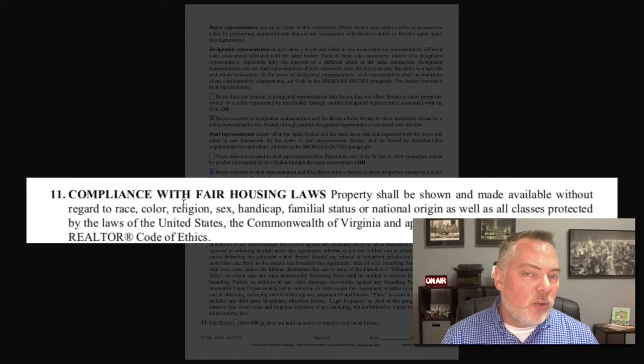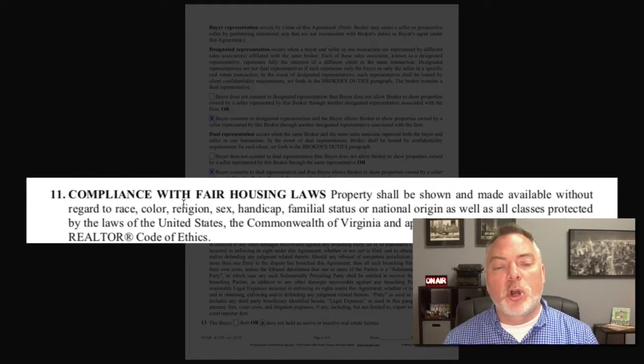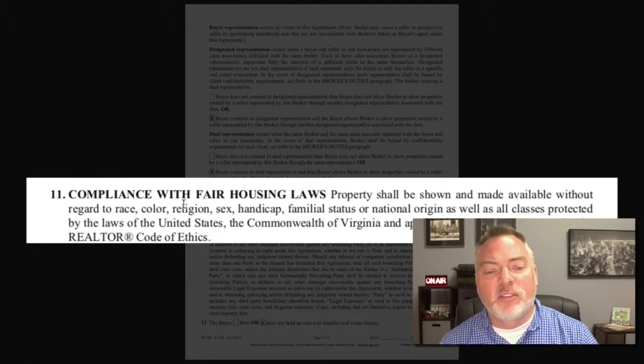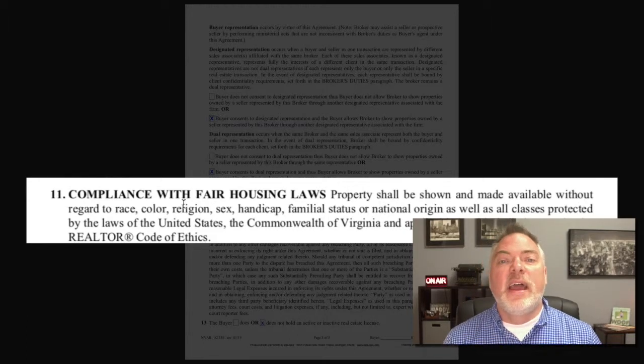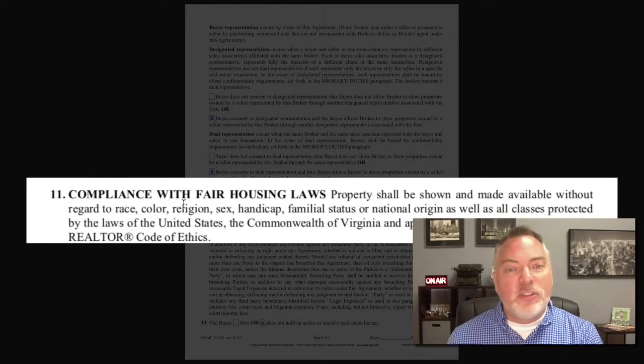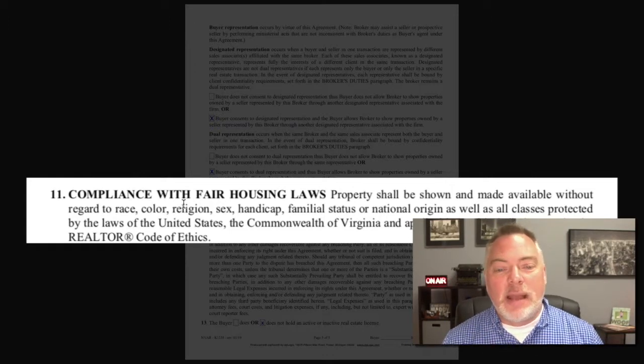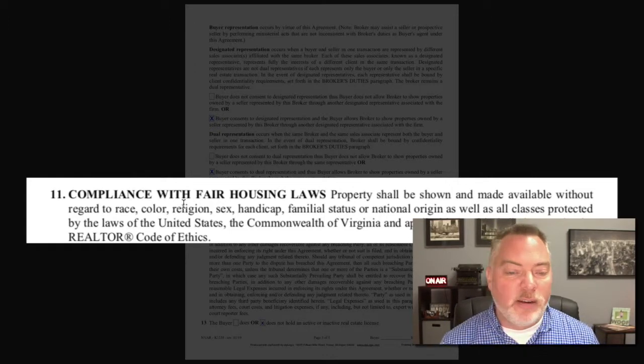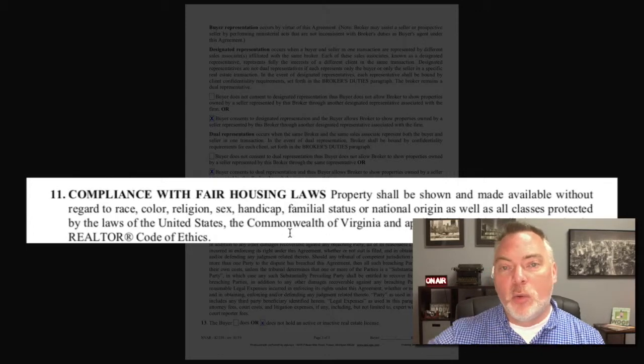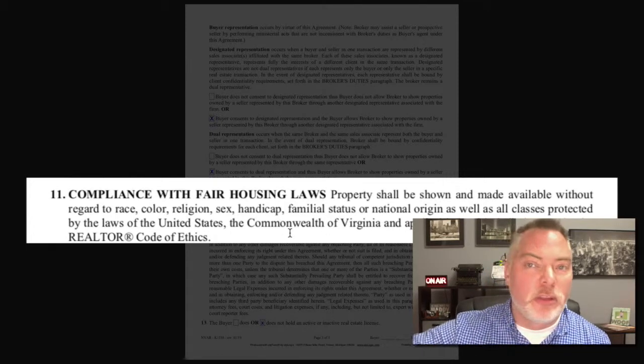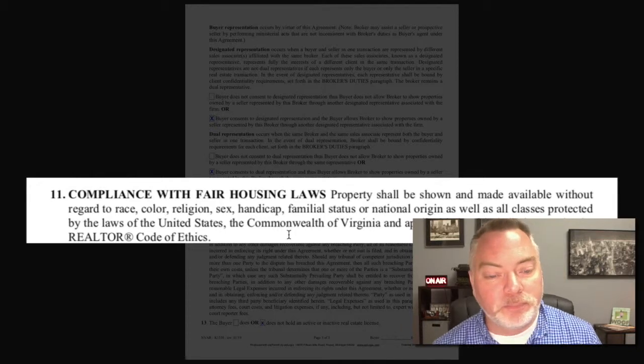The Commonwealth of Virginia also protects people who are 55 and older, and the Code of Ethics adds sexual orientation as a protected class. So those are things we do not discuss, and I cannot help you if you have some type of bias and you don't want to live in certain areas because you have issues. I can't facilitate that. I can't help narrow down areas based on your preference for only a Jewish community or a Christian community or something else.